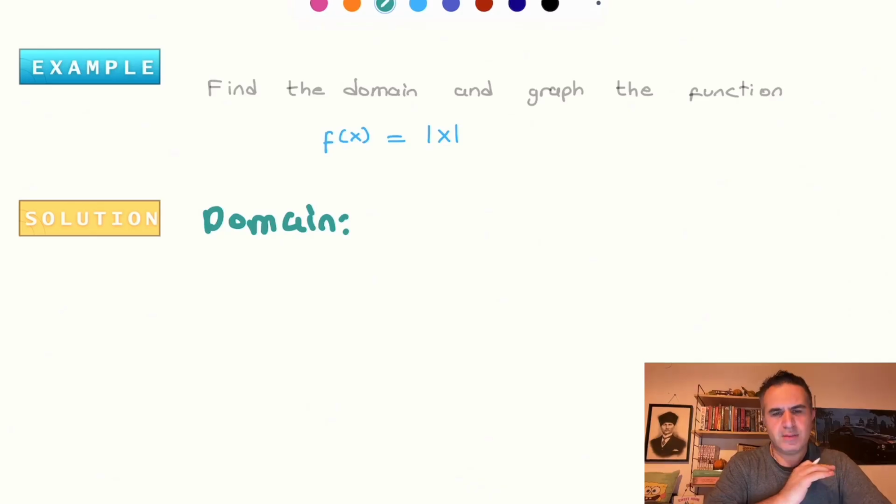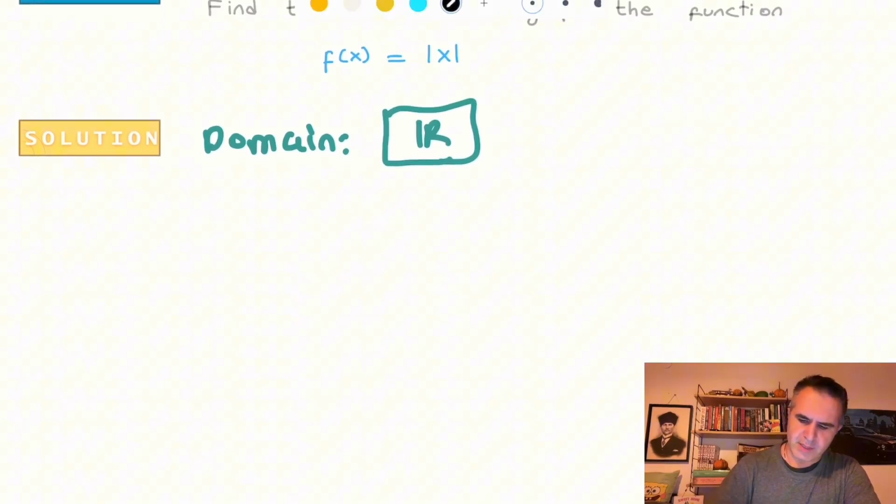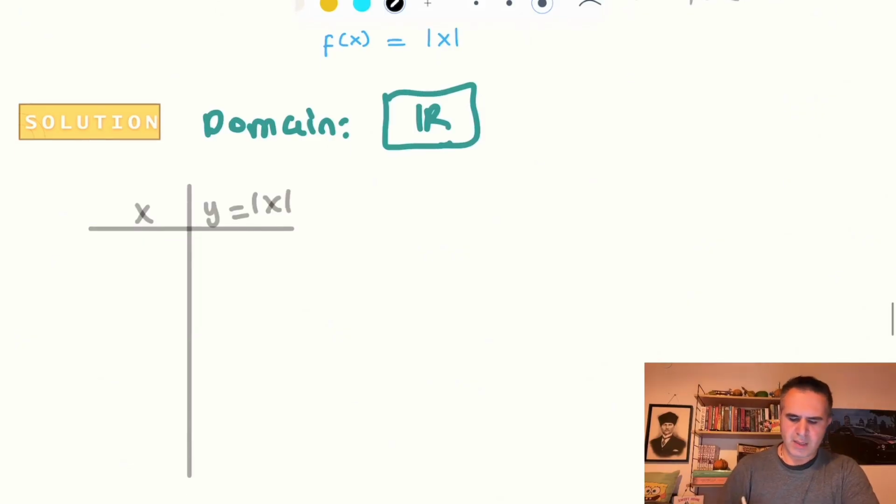There is again no real value of x that makes the function f of x equals absolute value of x undefined. Therefore, the domain of this function is all real numbers. Domain is all real numbers. And again, we are making a chart for solving the function.